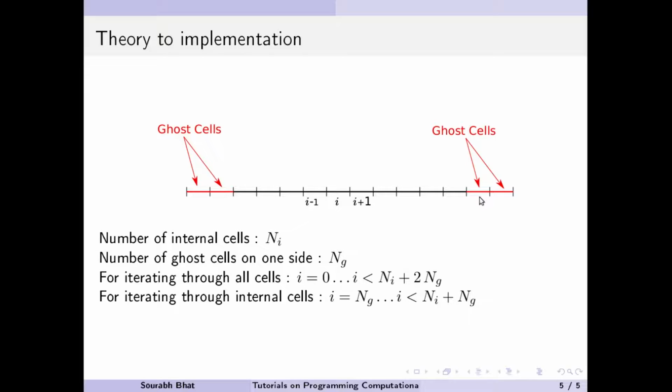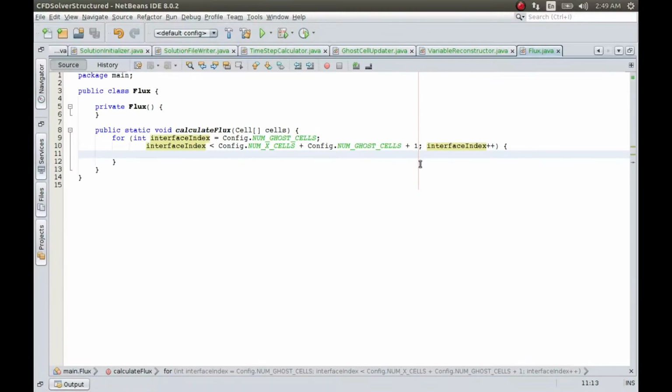Similarly, we have to stop at this. What is this? Ni plus Ng. But we have to include this, so we will stop at Ni plus Ng plus 1. So we will basically be stopping at that index of interface. That is what I have done here. Now let us calculate the flux.